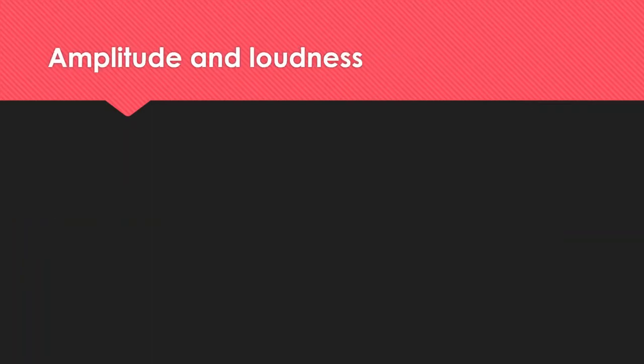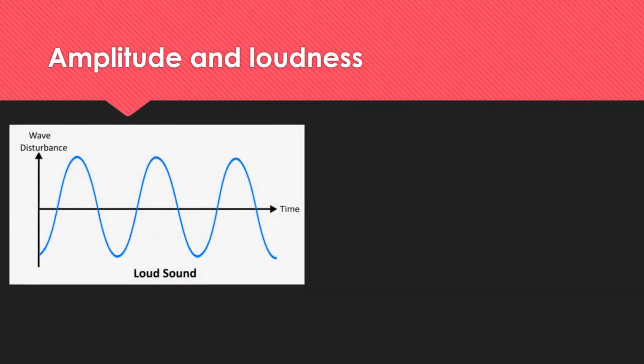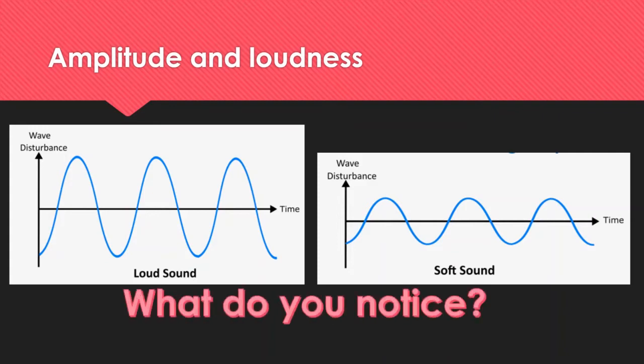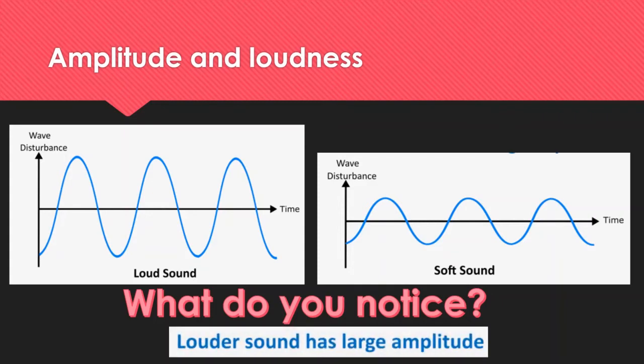Okay, let's look at amplitude and loudness. It said the woman screamed and the man shouted. Now a scream is much, much louder than a shout. So what is the difference between the woman's scream and the man's shout in terms of loudness? There is a loud sound, for example the woman's scream. There is a softer sound, for example the man's shout. What do you notice about those two waves? Yes, a loud sound has a larger amplitude than a soft sound.